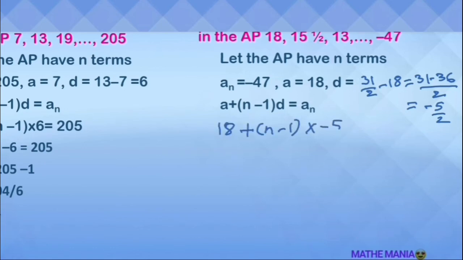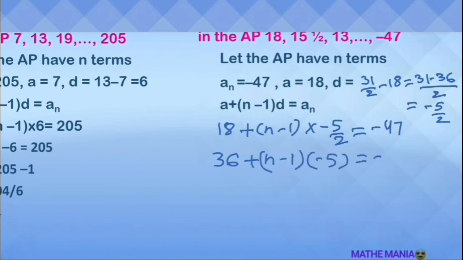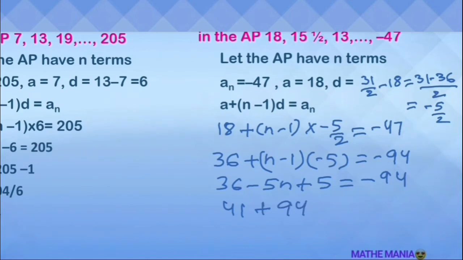After putting the values in the formula, in order to make it simpler, like we did earlier, the denominator is 2, so we can multiply throughout by 2, and so we get 36 plus (n minus 1) times minus 5 is equal to minus 94. On opening the brackets and bringing terms from one side to the other, we get 41 plus 94 is equal to 5n. I have brought minus 5n to the other side because it becomes positive and easier to solve. So finally we get n is equal to 135 upon 5, equal to 27.